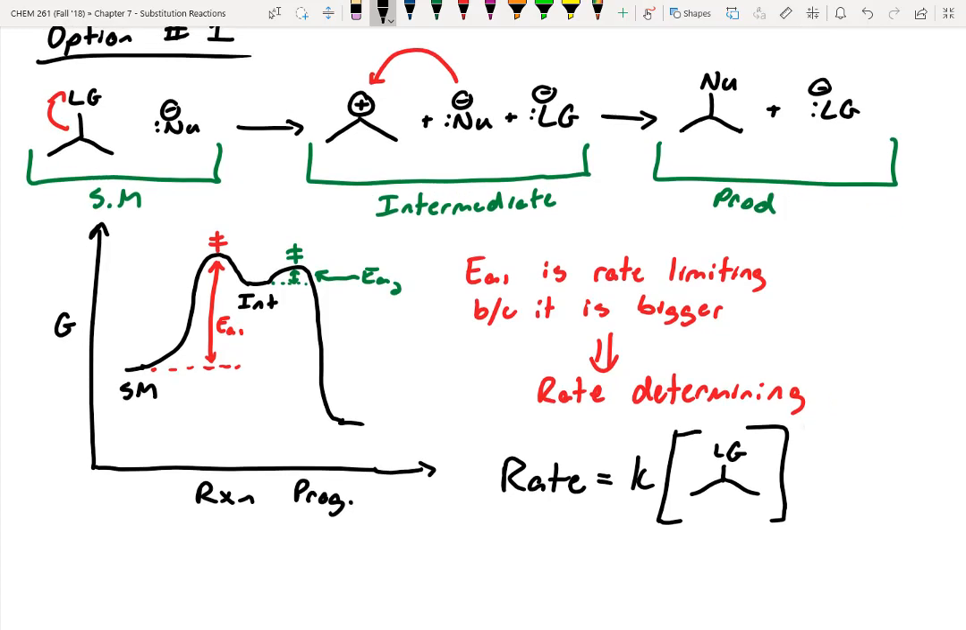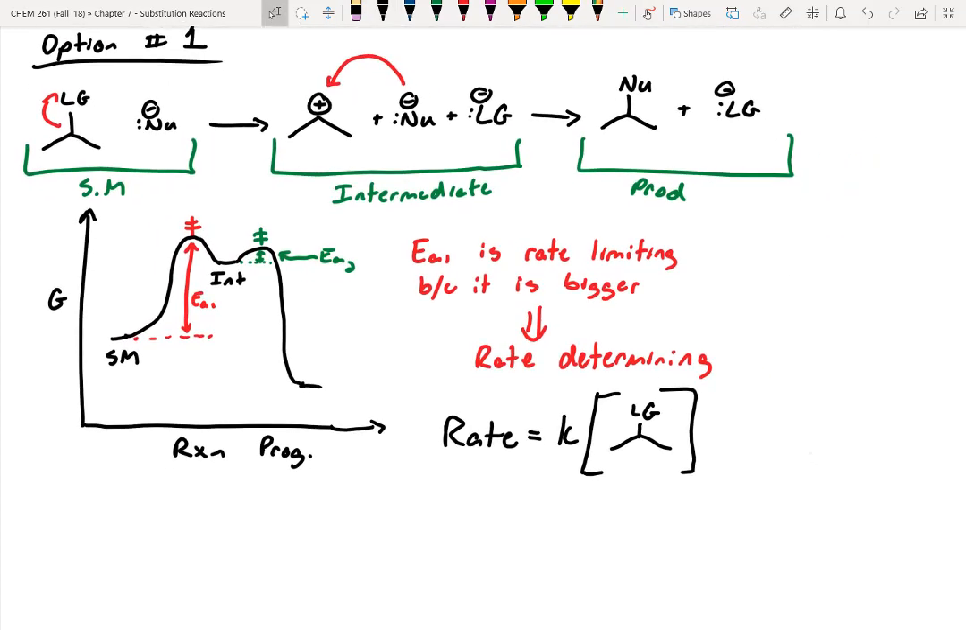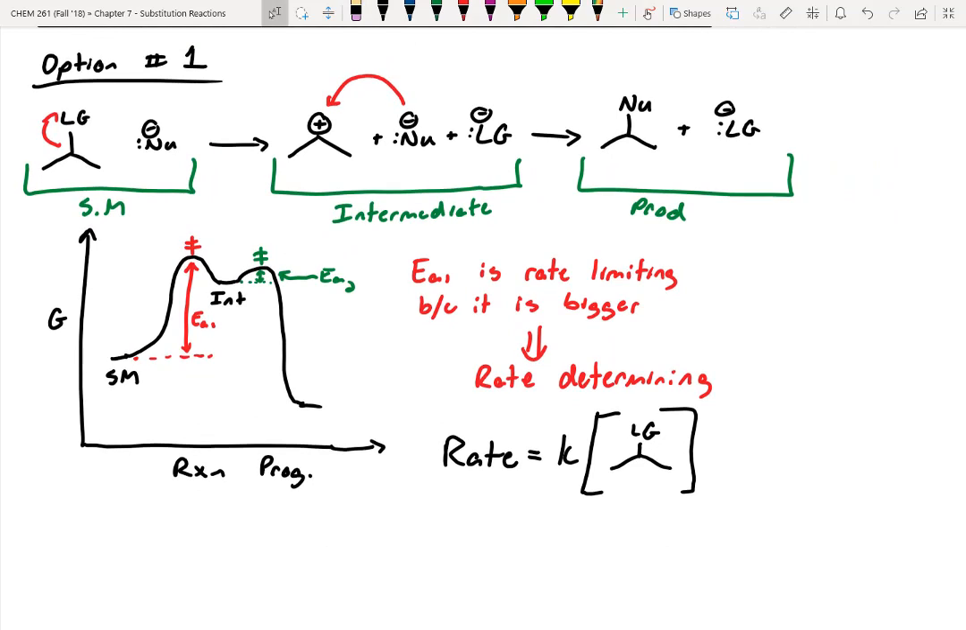All right, so this is one specific type of substitution reaction. This is called a first order substitution. Does anybody know why? Because it's a first order reaction, right? It's pretty clever. So it's a first order substitution.